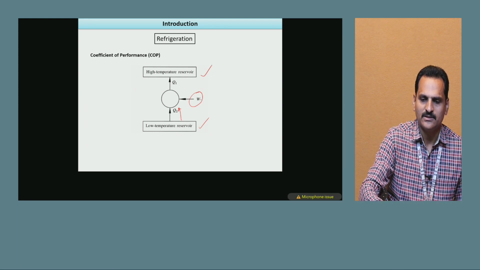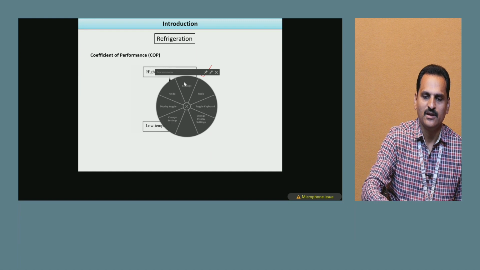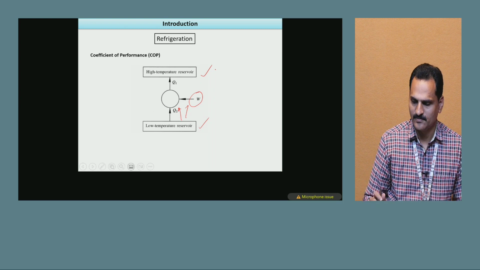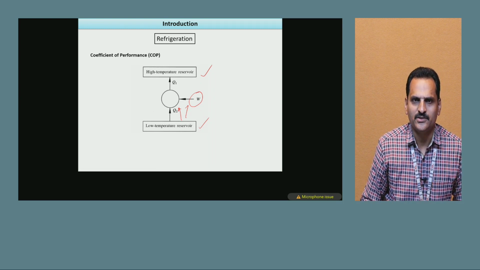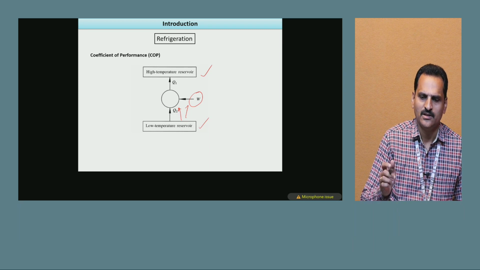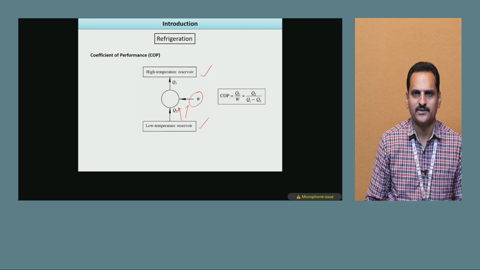Without work done, without mechanical work or electrical work, it is not possible to transfer the heat energy from the low temperature reservoir to the high temperature reservoir. Okay. So this is the simple block diagram for the refrigeration system. If you provide the electricity or mechanical work, then it is able to transfer the heat energy from the low temperature reservoir to the high temperature reservoir.